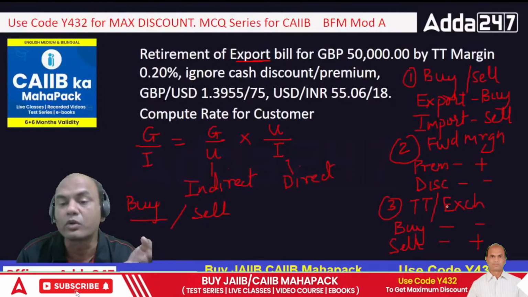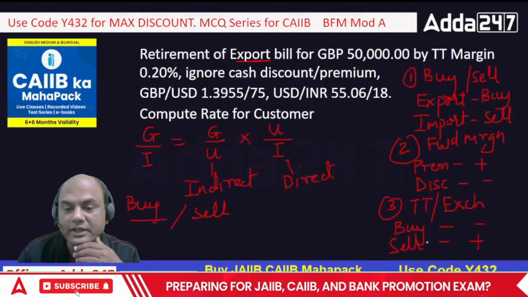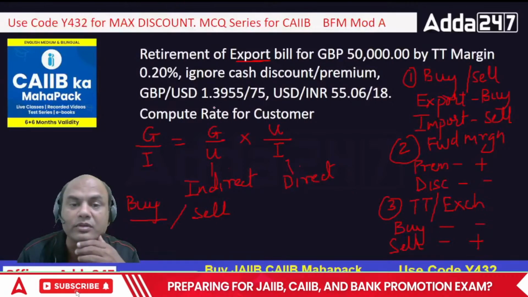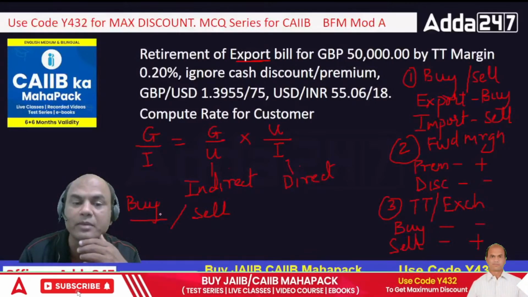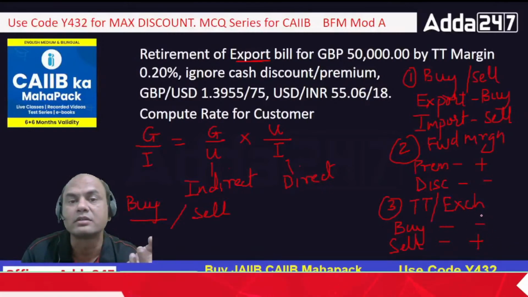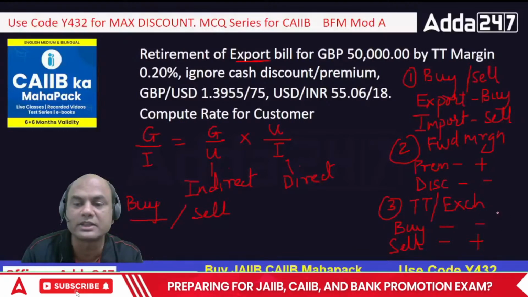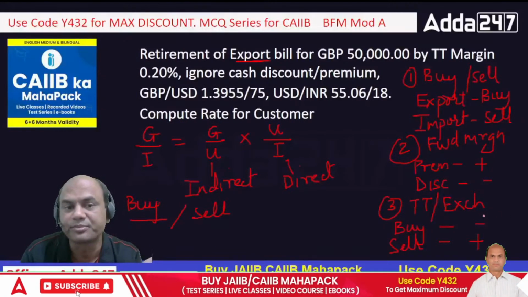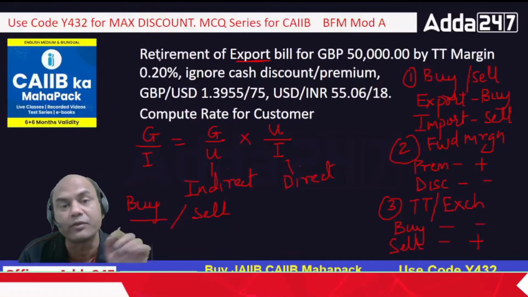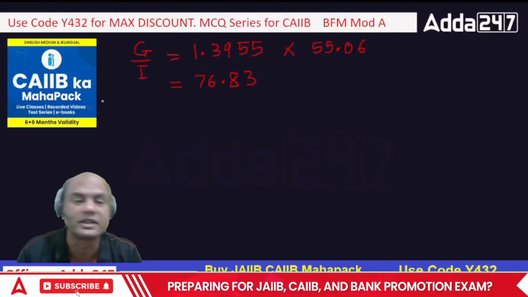0.2%. So what do I do with this TT margin now? TT margin, buy is minus, sell is plus. I am export. Export means I am buying. So if I am buying, I will have to subtract the TT margin. But where is the margin? The margin is in this 0.2%. So I will have to convert this percentage into rupees. How to convert?